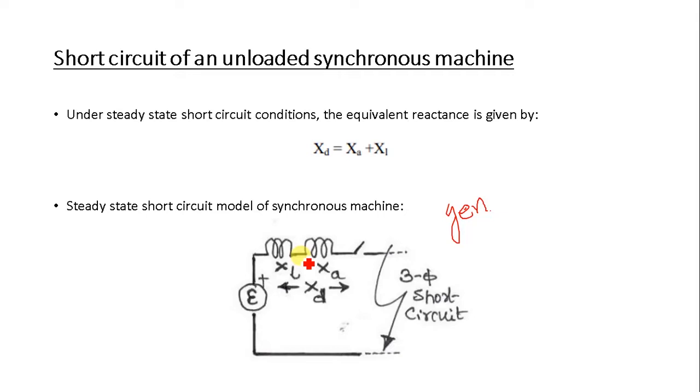Now, the value of the armature resistance Ra is very small with respect to Xa. That is why it can be easily neglected, because the value of Ra is very much lesser than the value of Xa. So, we are not going to consider the value of Ra. The steady state circuit model of your synchronous machine can be shown like this, where the EMF is connected in series with your leakage reactance, and this is your armature reaction XL.